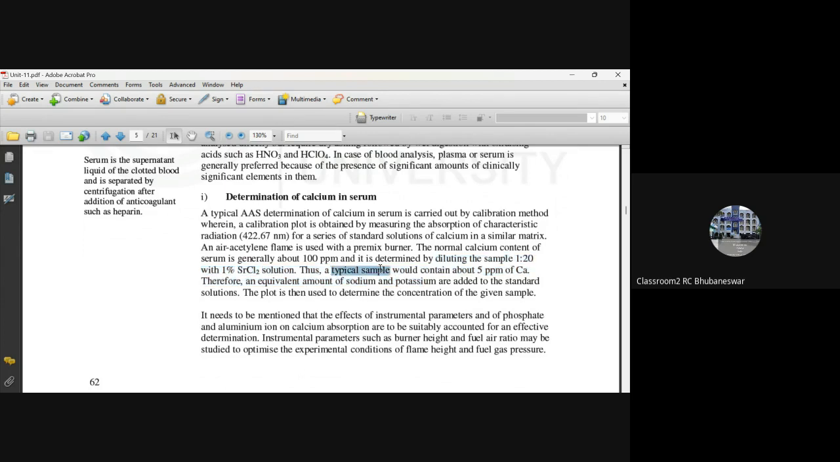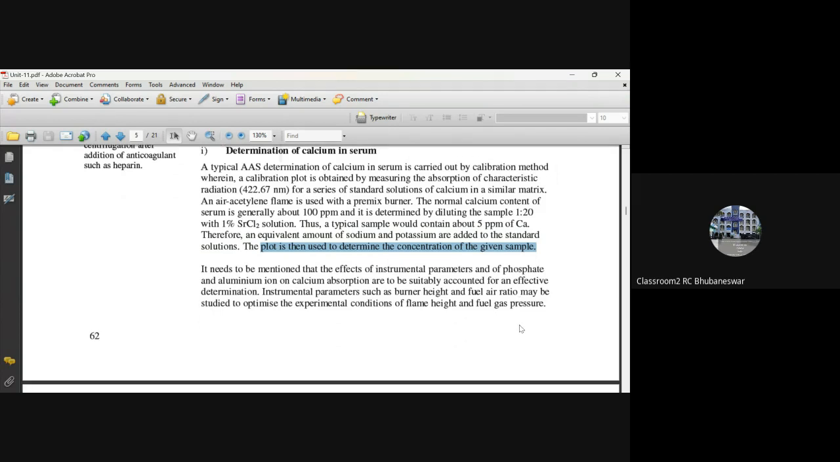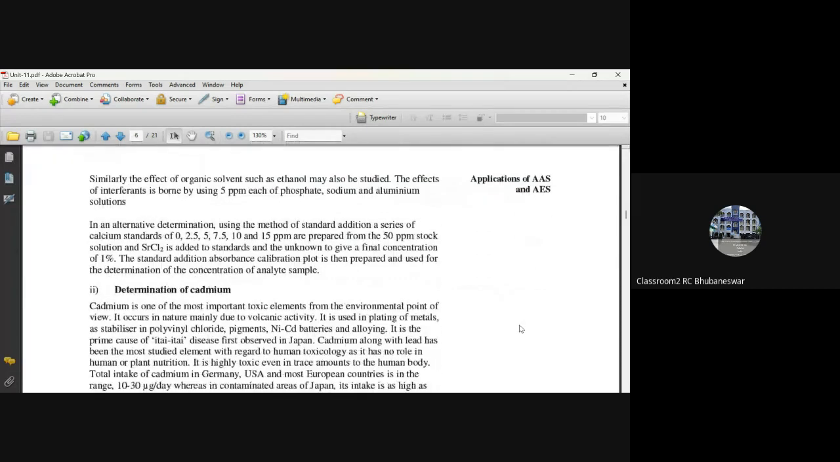So thus a typical sample would contain about 5 ppm of calcium. Therefore, an equivalent amount of sodium and potassium are added to the standard solutions. The plot is then used to determine the concentration of the given sample. This is a glimpse, or a little bit of idea you are getting from here. But if you really want to do it, then you have to go for the literature studies or article studies where the calcium analysis is done in detail.